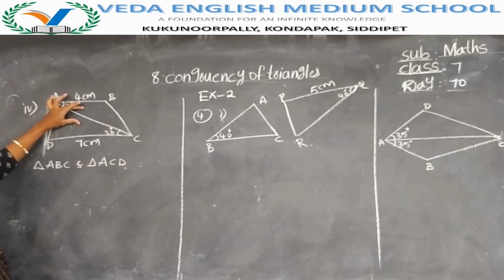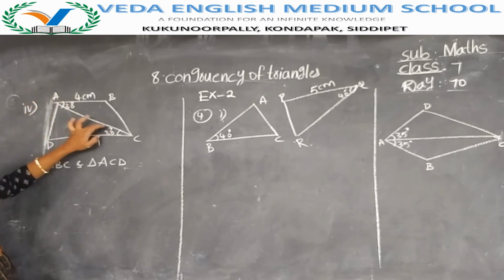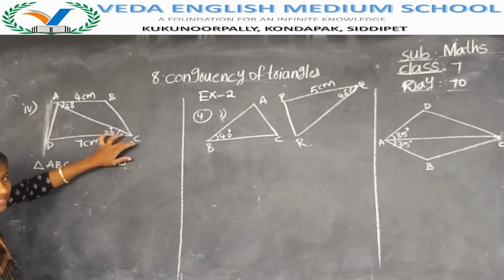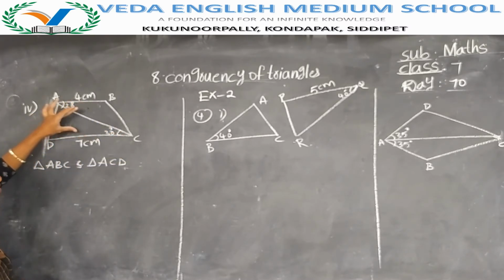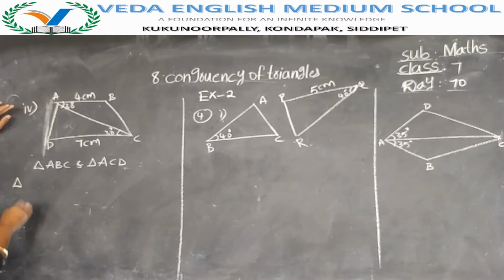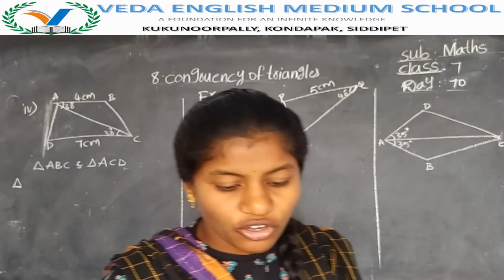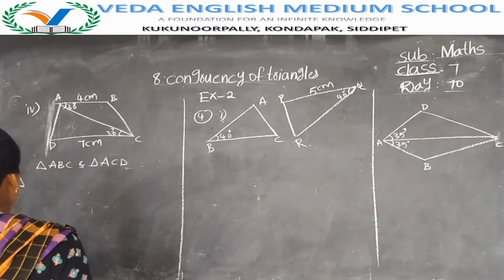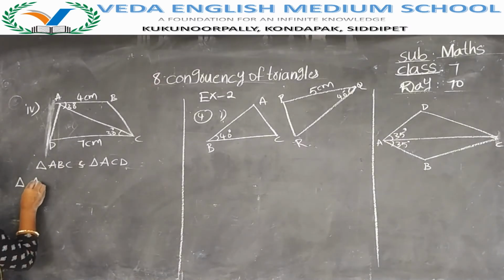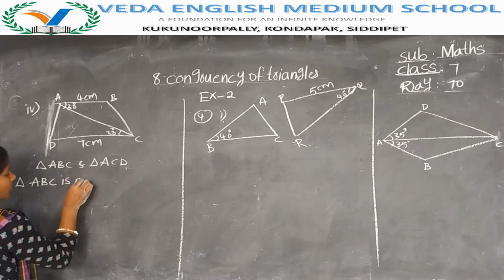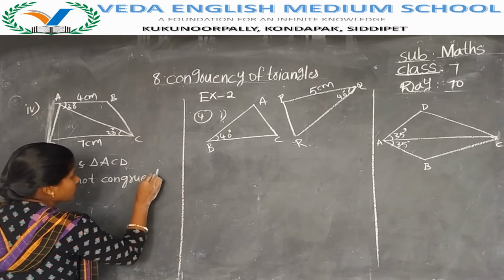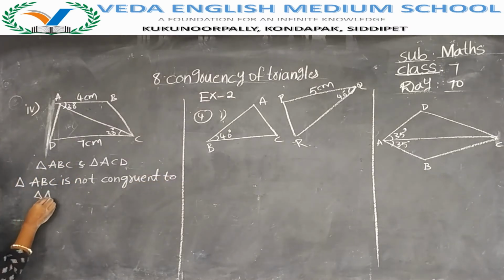If they are to be equal, then angle A is equal to angle C. Both angles are the same, but line segment AB is not equal to line segment AC. So they both have different line segments, and these two are not congruent to each other. So you have to say that triangle ABC is not congruent to triangle ACD. Simply, they are not equal, so you have to say not congruent to each other.